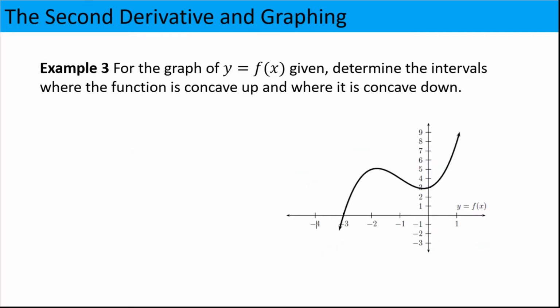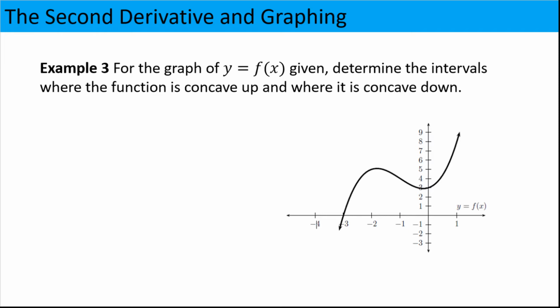Example 3. For the graph of y equals f of x given, determine the intervals where the function is concave up and where it is concave down. The graph given has 2 turning points. It begins to rise in the third quadrant into the second. It has a turning point in the second quadrant that corresponds to the x-axis value of -2. It bends downwards and then intersects the y-axis at 3 and then continues to rise into the first quadrant.